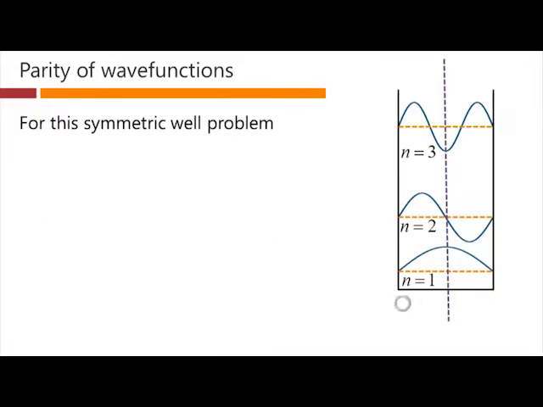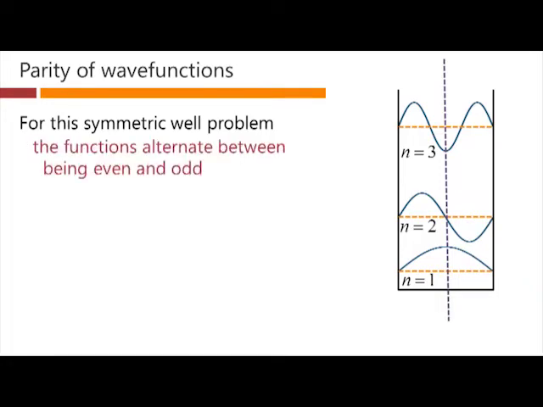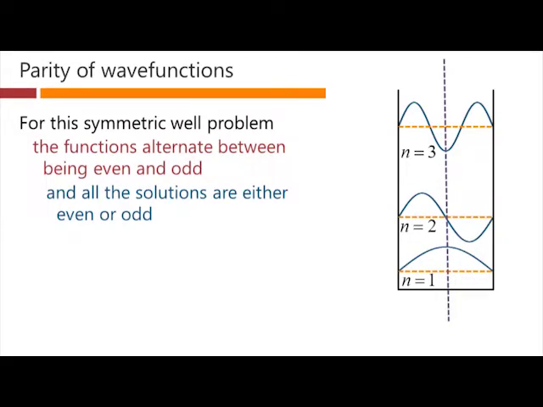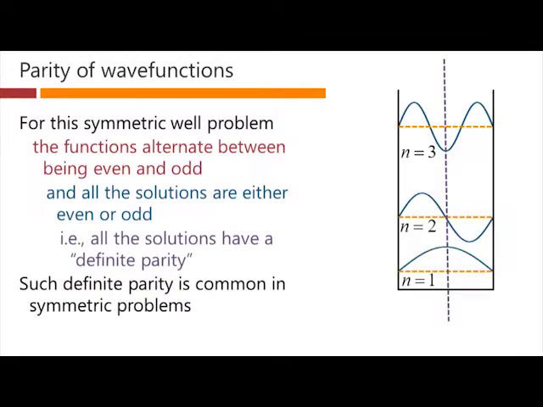For this particular symmetric well problem, note that it is a very symmetric kind of a problem. It's exactly the same potential on the left as it is on the right in a mirror image sense. The eigenfunctions here alternate between being even and odd and even. And all of the solutions of this particular problem are either even or odd. That is, all the solutions of this particular problem have a definite parity. And that kind of definiteness of parity of functions is quite common in symmetric problems.